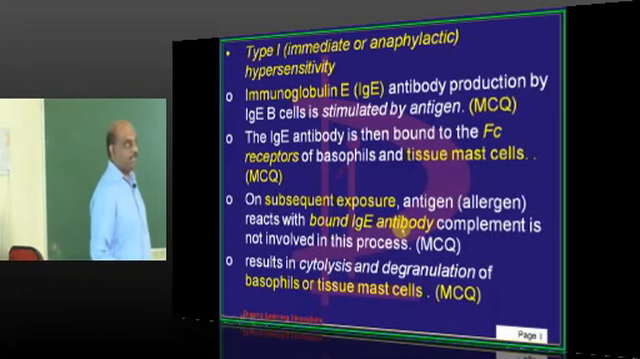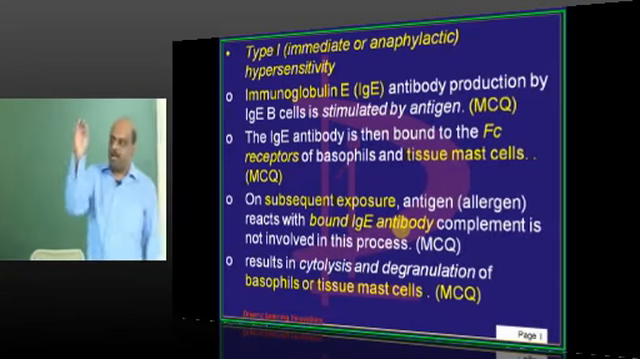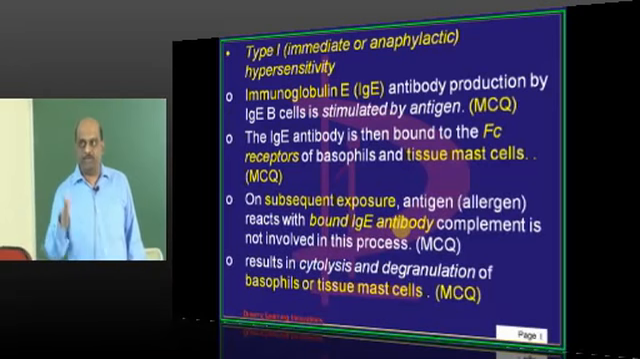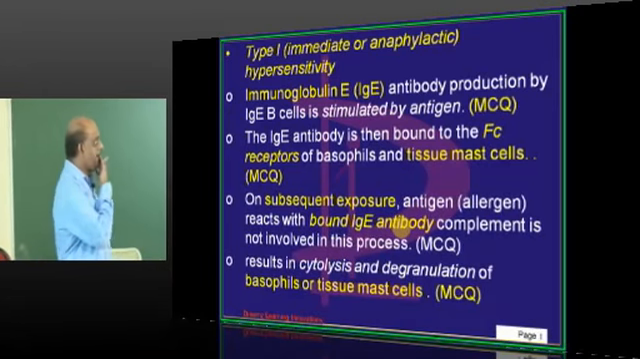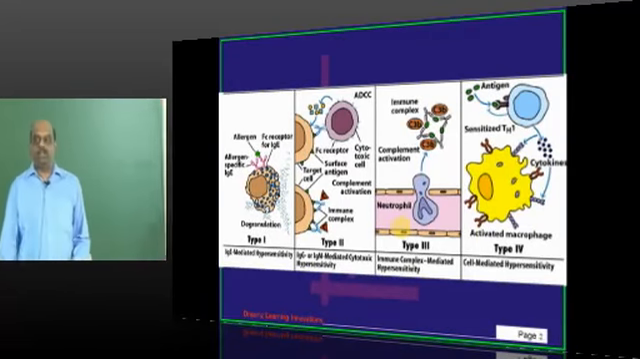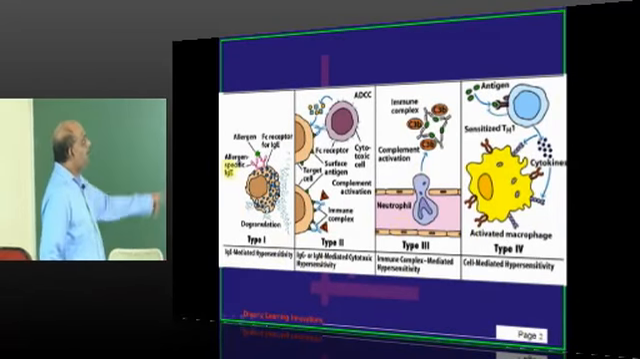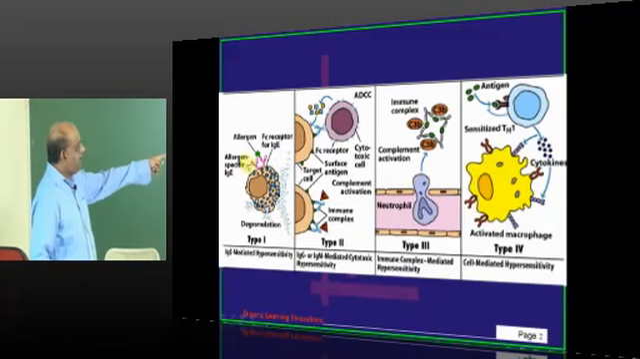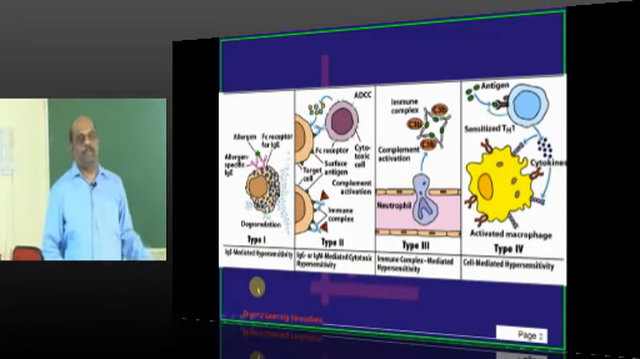Common question asked: is there any role for complement in type 1 hypersensitivity in this entire process? No, sir. Complement is not involved anywhere. So let us look at it. Allergen, Fc receptor of immunoglobulin E, allergen specific IgE, and the degranulation of the mast cell is all about type 1.